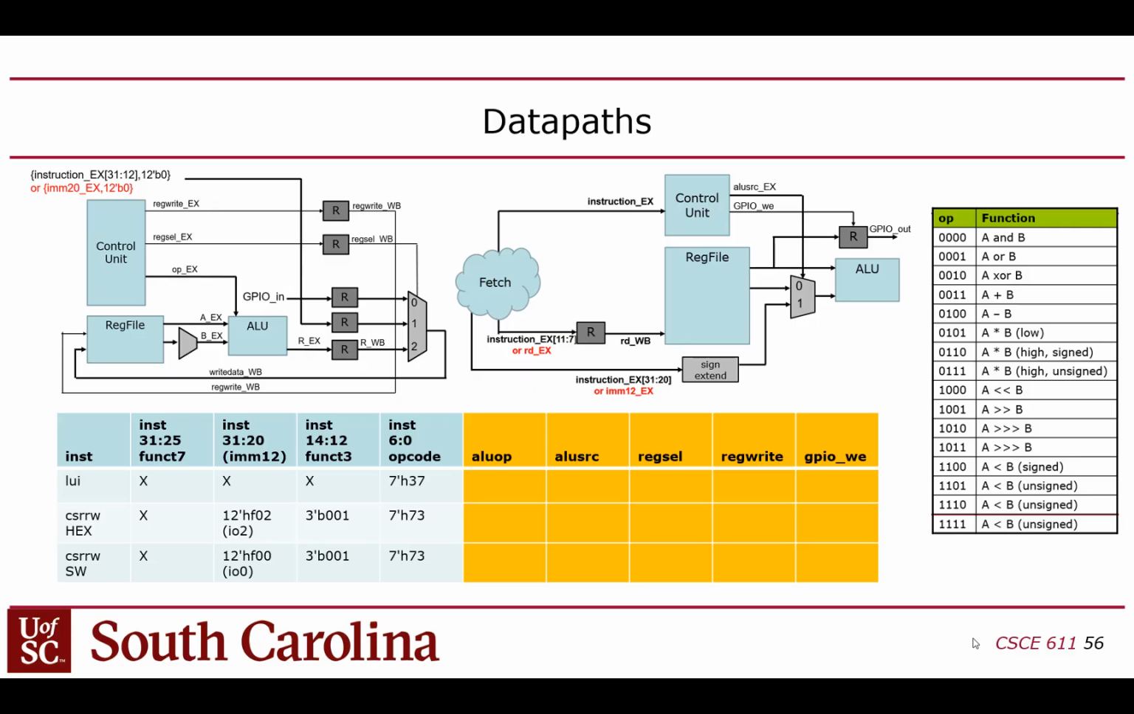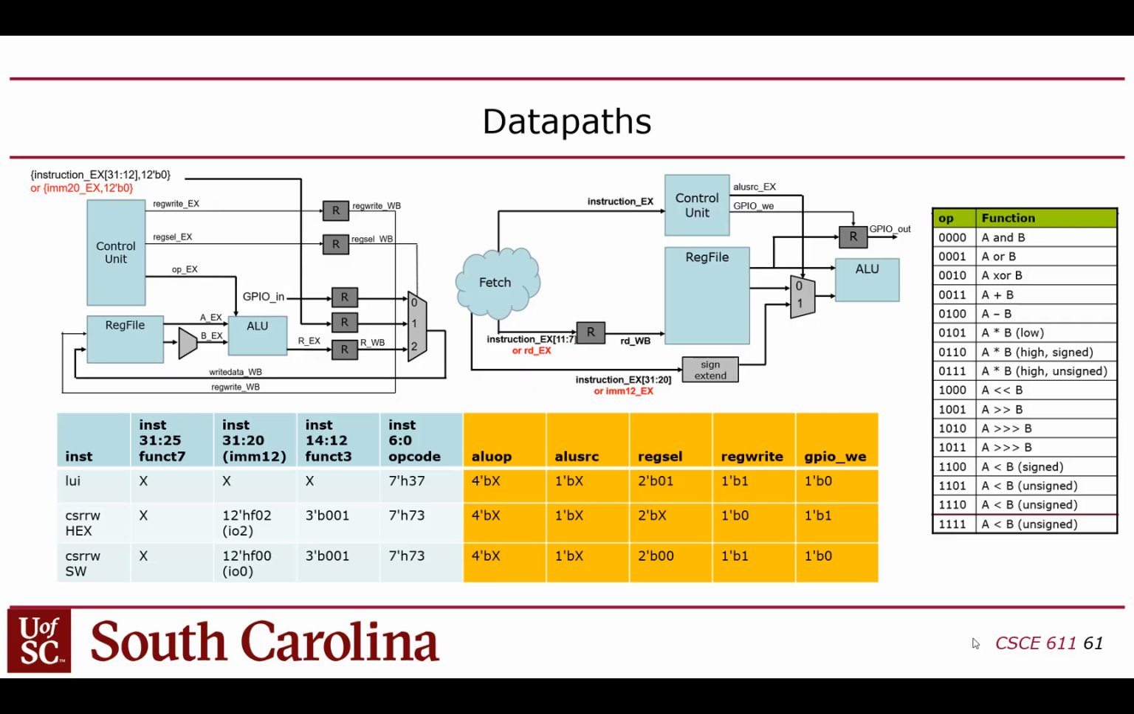And then yeah, so let's just fill that in, right? So ALU op, as I mentioned, always a don't care. ALU source, always a don't care. Reg select is a 1 for load upper immediate. It's a 0 when you're sucking in the switch values into the register file, and it's a don't care if you're writing out to the hex displays. Reg write is a 1 unless you're writing to the hex displays, in which case it's a 0, and the GPIO write enable is only 1 if you're updating the hex displays.